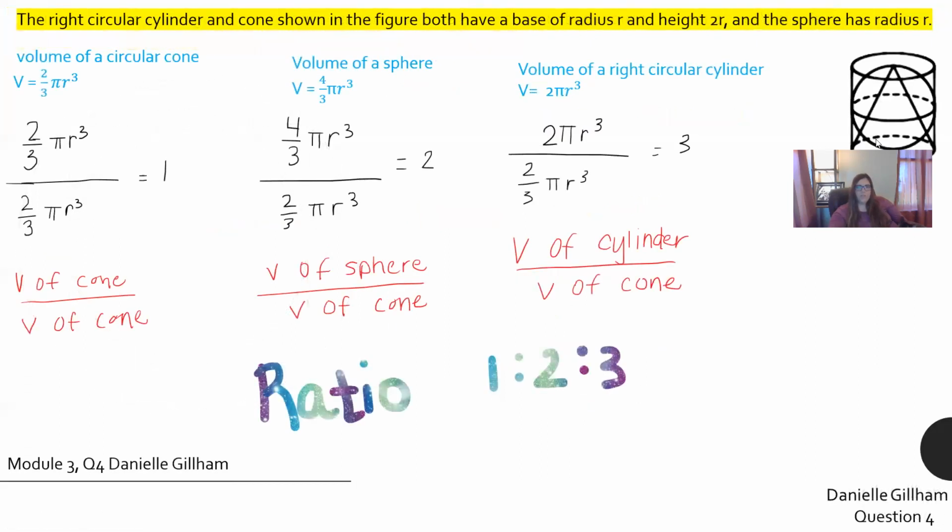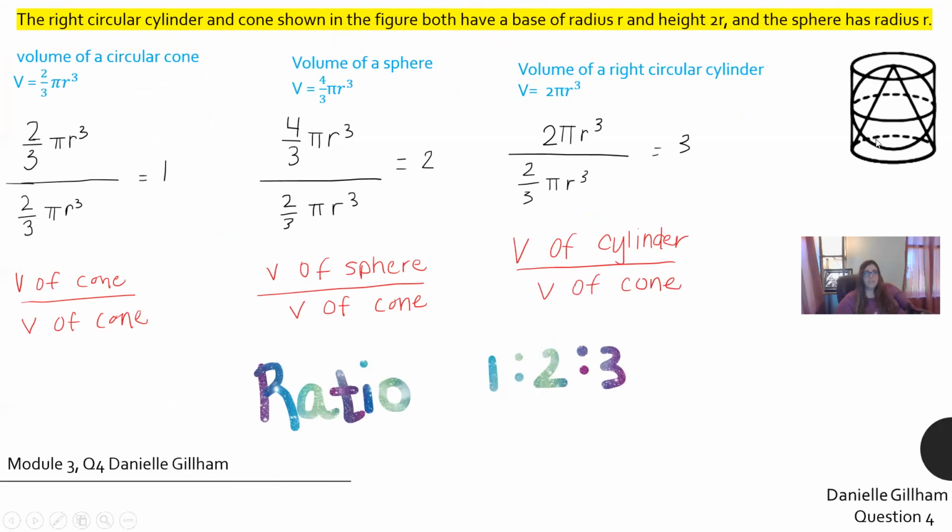Okay, this one was interesting. So we have a right circular cylinder and a cone shown in the figure below. They both have a base of radius r and a height of 2r, and the sphere has a radius r. So right here I have the little formulas of a volume of a circular cone, a volume of a sphere, and a volume of a right circular cylinder. So basically all you're going to do is find the volumes.